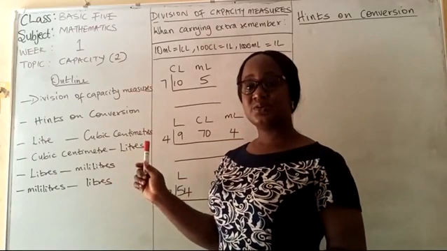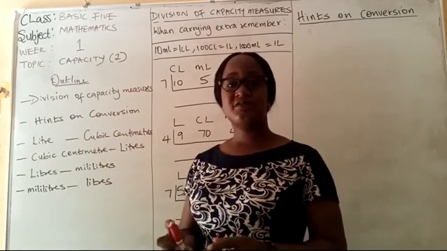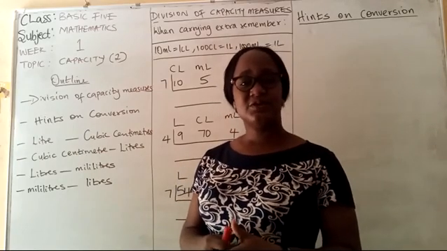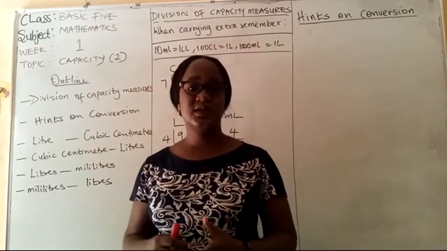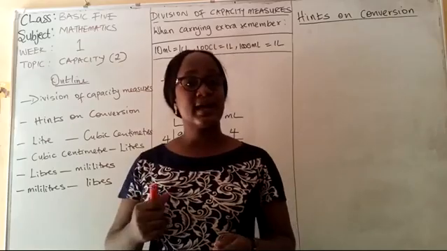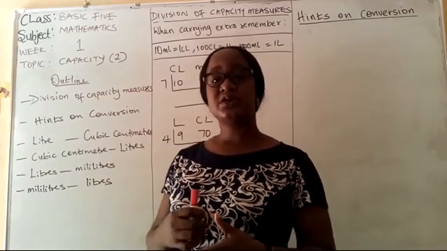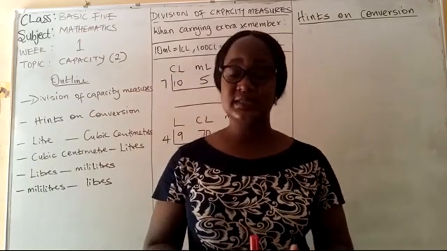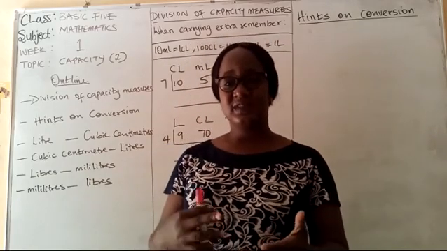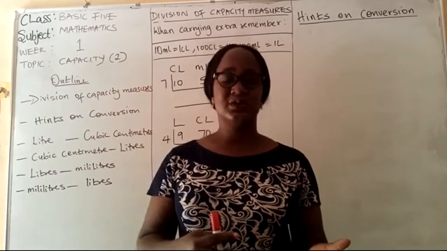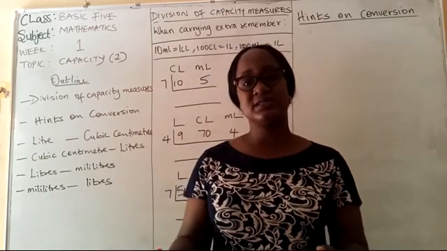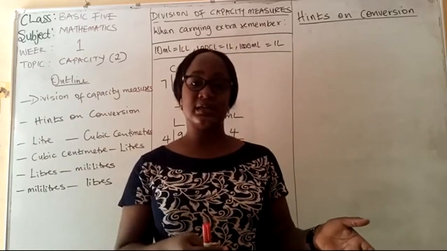Okay, we are going to look at capacity. Remember, we've already started and we've talked about what capacity is, right? Remember, we said capacity simply means what? The quantity of liquid that a container can hold. Okay, we talked about the basic units of capacity. We talked about liters. We talked about kiloliter, right? Okay, and from there we equally look at cubic centimeter and the relationship between cubic centimeter and your liter.